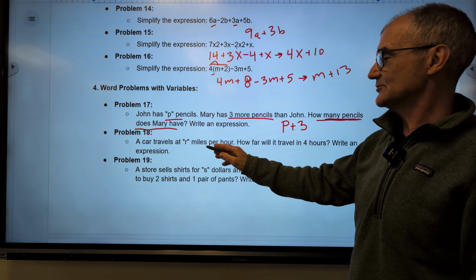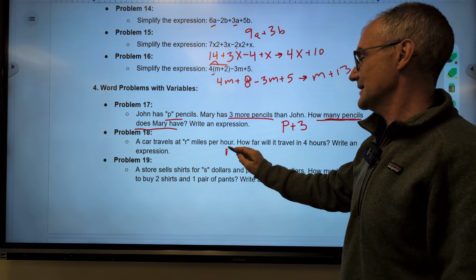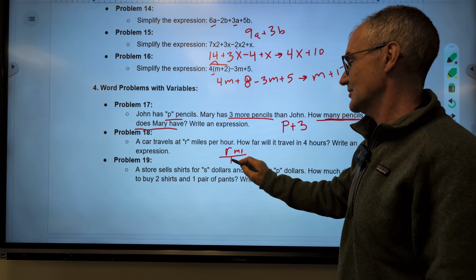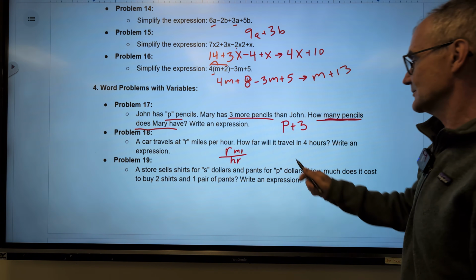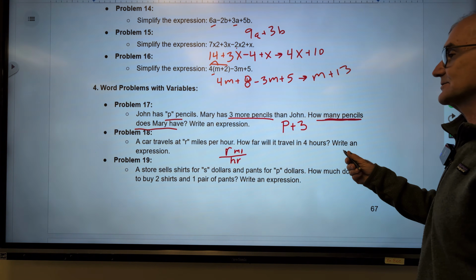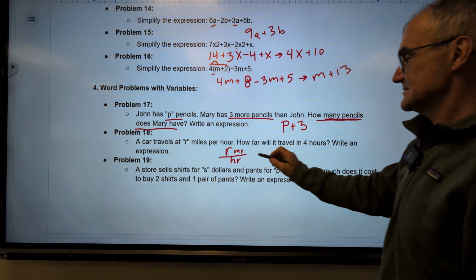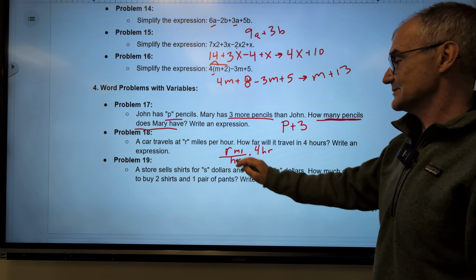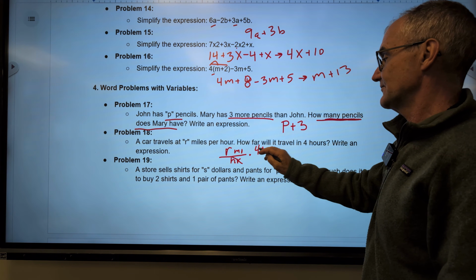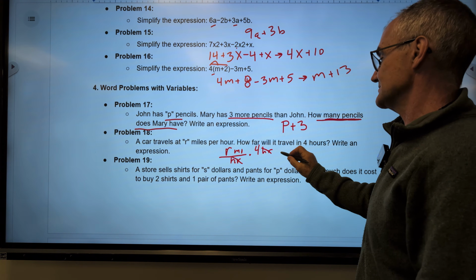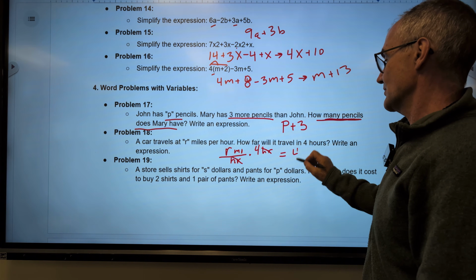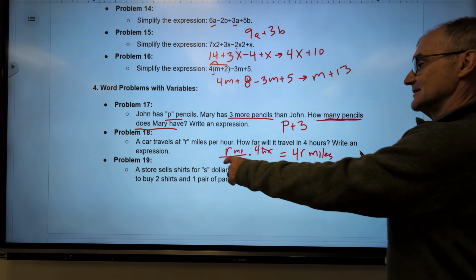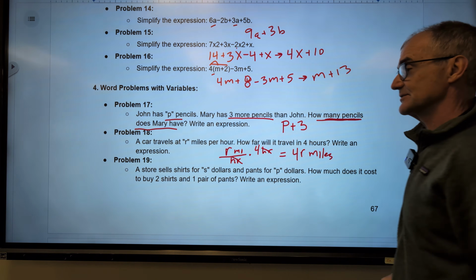Number 18, a car travels at r miles per hour. Per means divided by, r miles per hour. How far will it travel in 4 hours? Write an expression. So I'm going to multiply that by 4 hours. Here I could see my hours cancel. 4 times r times miles. So it is going to be equal to 4r miles. And that's asking how far will it travel. It's looking for a distance here.